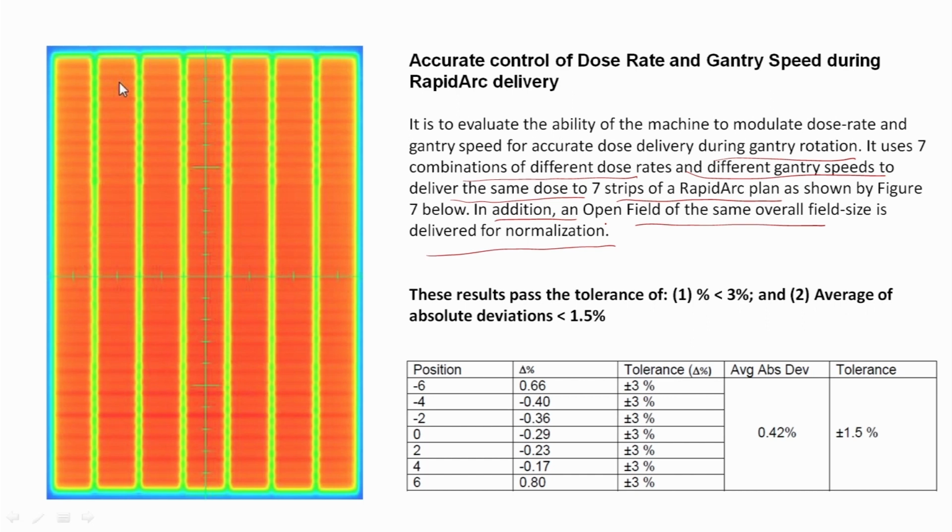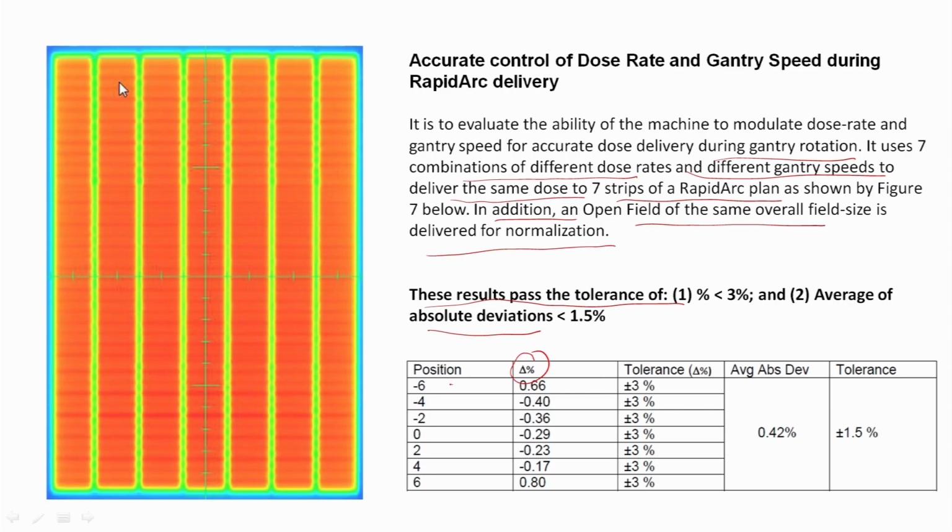In this case, a plan is created with 7 strips, which you can see in the picture, and these 7 strips are exposed to radiation with the rapid arc movement of the gantry, at 7 varying dose rates. For normalization purposes, an open field is exposed and both fields get overlapped, and these results have a pass tolerance of delta percent. We call it delta percent variation, which should be less than 3%, and the average of absolute deviation should be less than 1.5%.